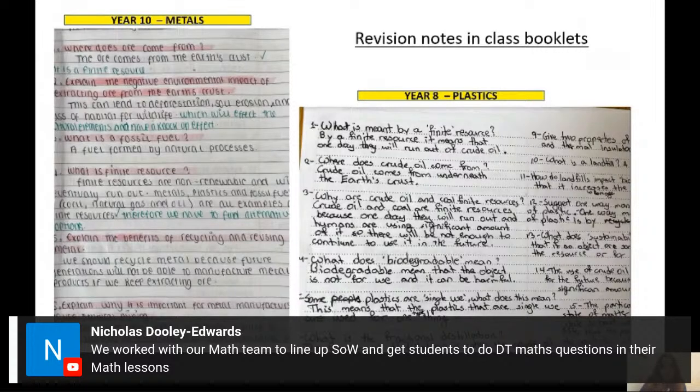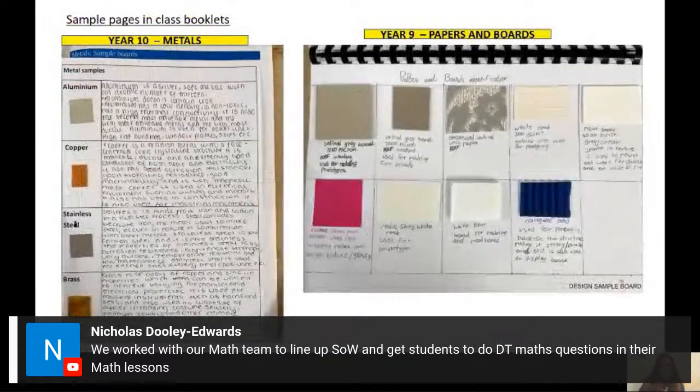So I'm just going to show you an example of a class booklet. This is purely on exam revision. It doesn't include things like writing a design brief, design specification and design ideas. This is purely just for exam revision. So this is an example of a class booklet on metals. So I'm just going to talk through it. The first part of the booklet, we just have some interesting facts about metals. So I'm going to keep pausing this as I'm talking through it.